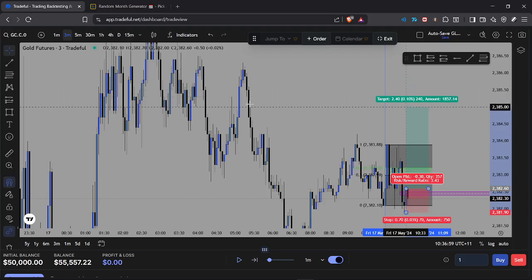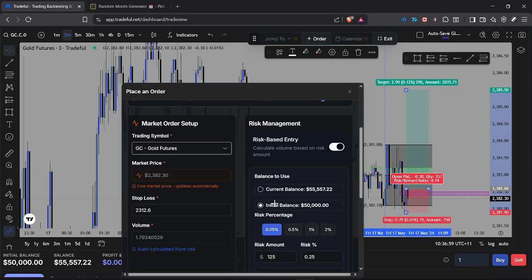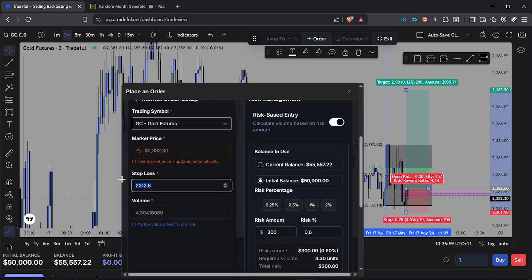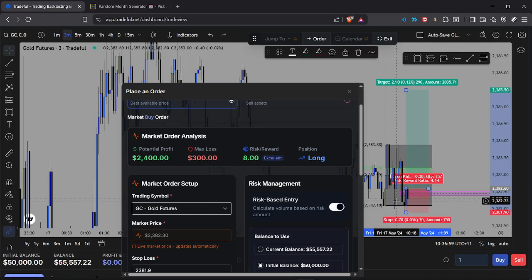Target, what is that? 3.4, 4.29, 4.14, yeah. 300. Stop loss is cooked again. 2381.9. Wait, 2381.9. 8R. Okay, makes sense kind of.